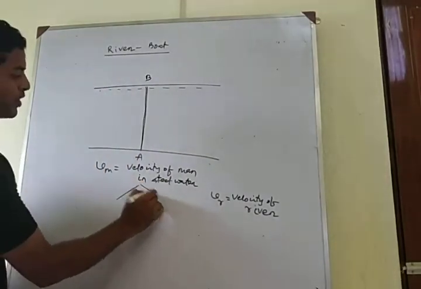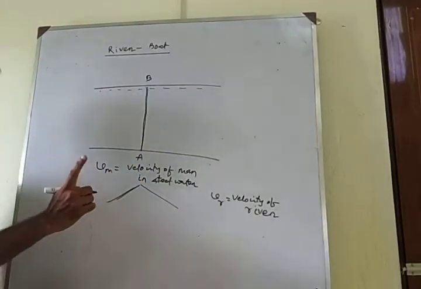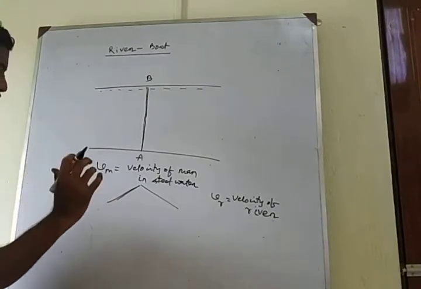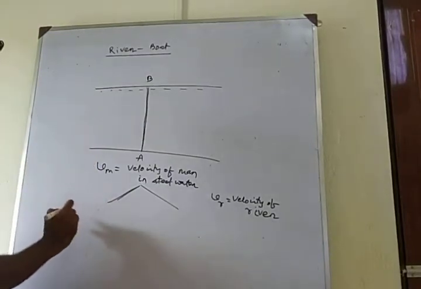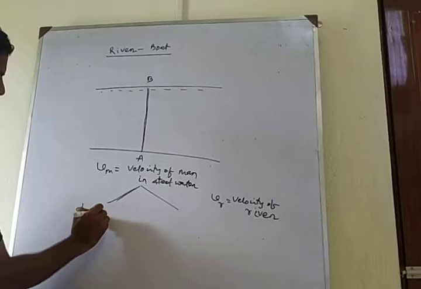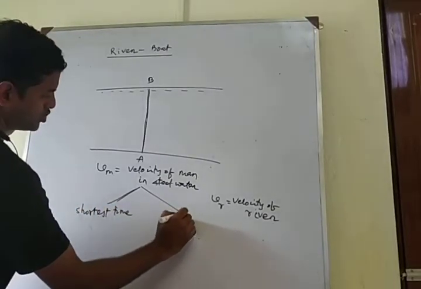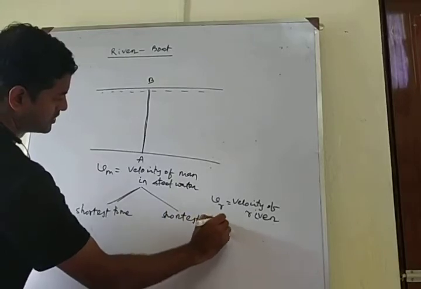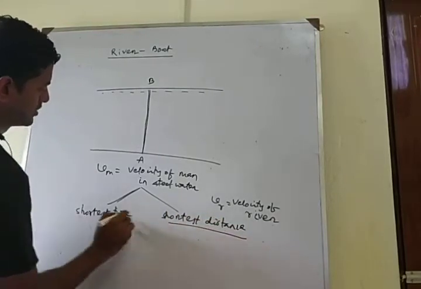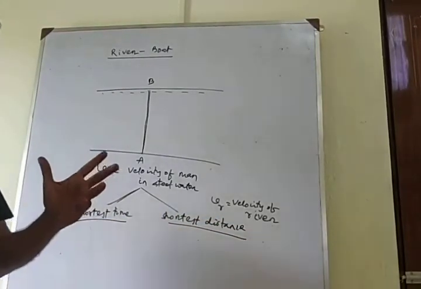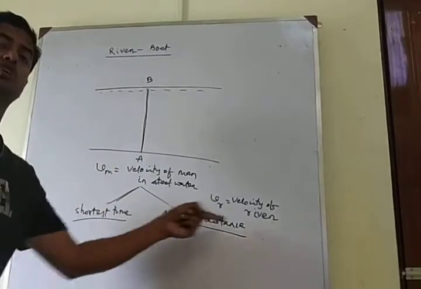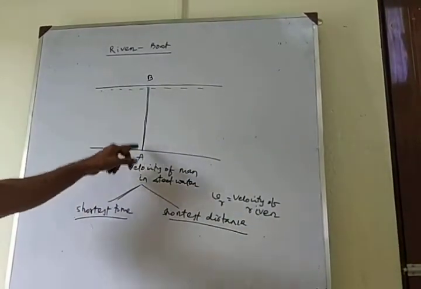So two different cases are coming. Just remember the two different cases, and it is a little bit logical and the reverse of the simple case. First one is shortest time. Second one is shortest distance. And it is a case where we are consuming more time in covering the shortest distance. Shortest distance is nothing but A to B.